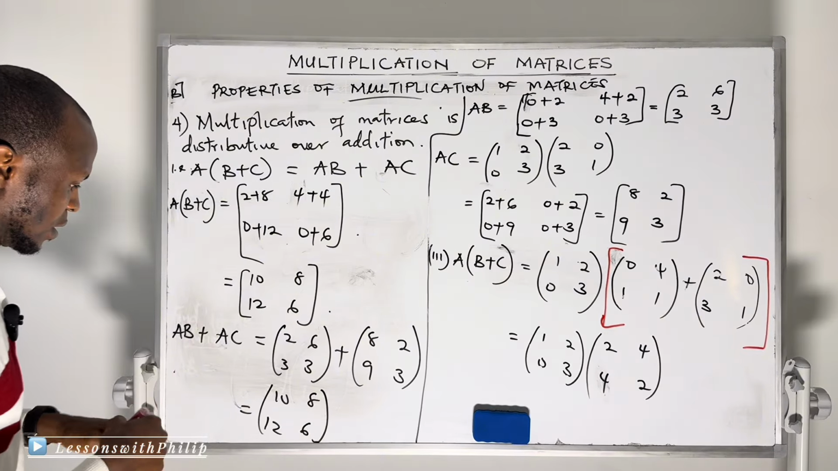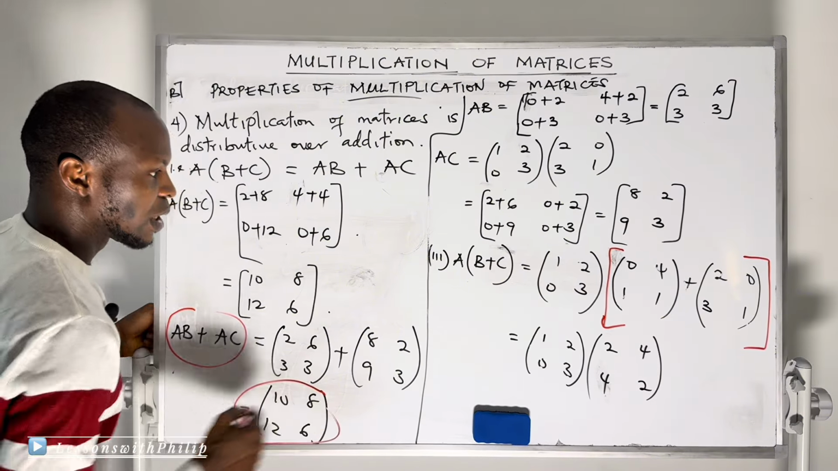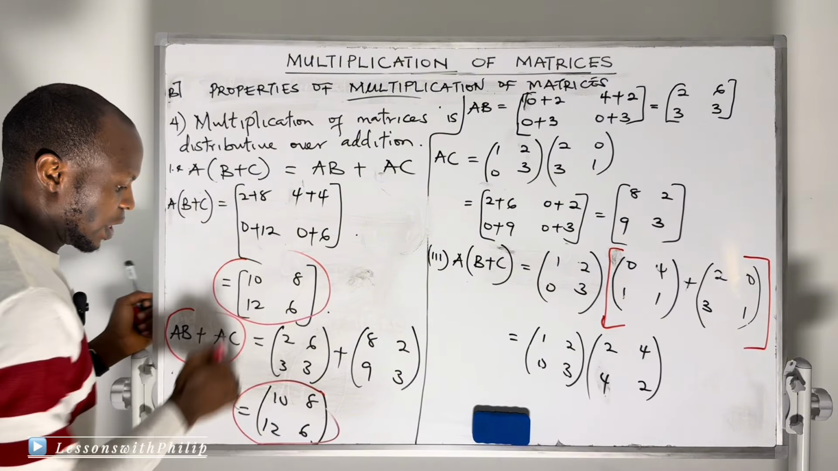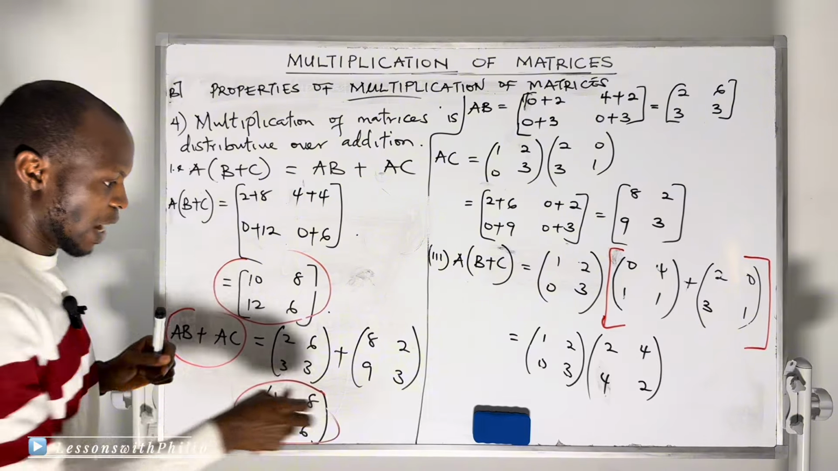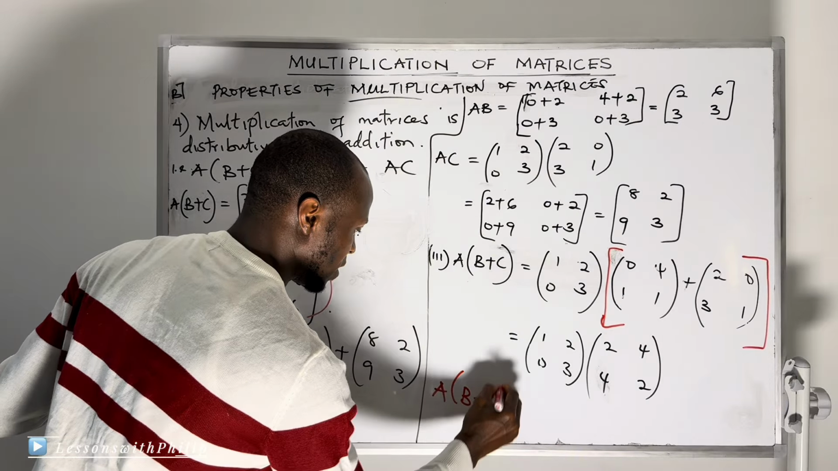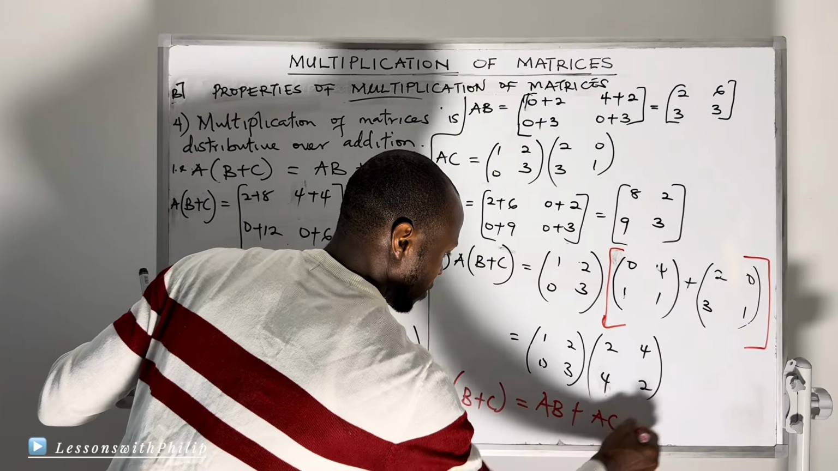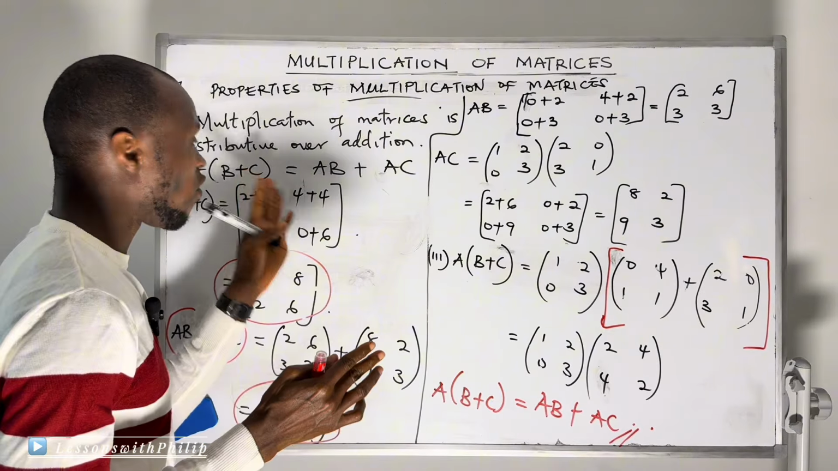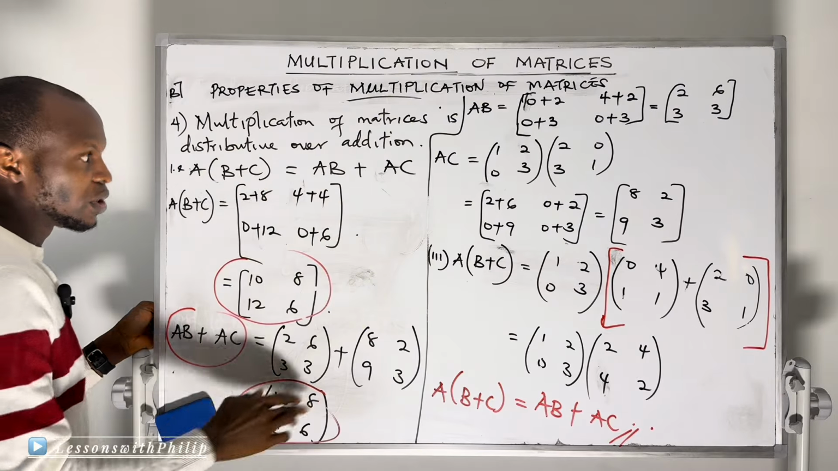If you check, AB plus AC is giving me this, and A into bracket B plus C is giving me this. Check the answers: 10, 8, 12, 6. Can you see now that my A into bracket B plus C is also equivalent to my AB plus my AC? Correct. That's another property of multiplication of matrices. Multiplication of matrices is distributive over addition.